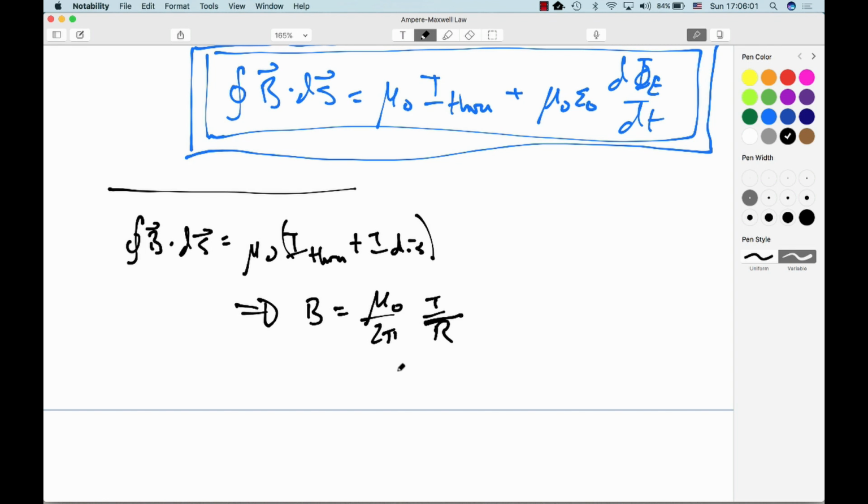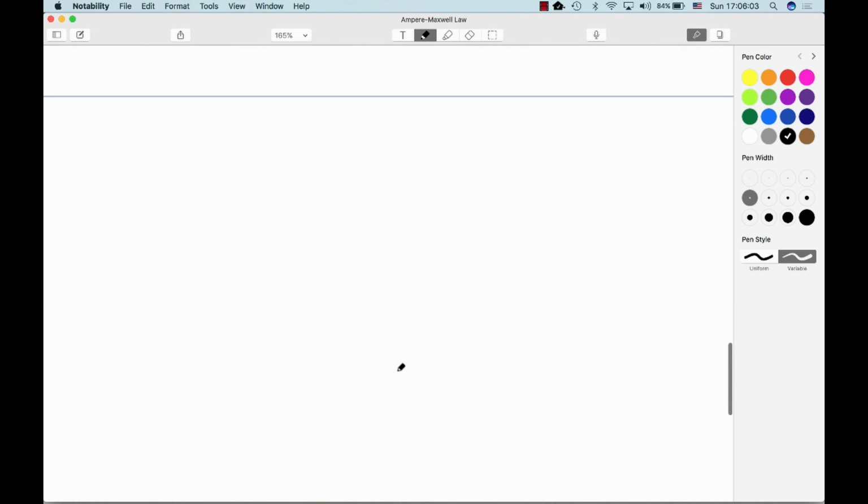But we get a new fun prediction as well. If we take a look at our charging capacitor some more, with plus Q and minus Q, we can take this idea a little further and say, okay, we're building up an electric field like so.